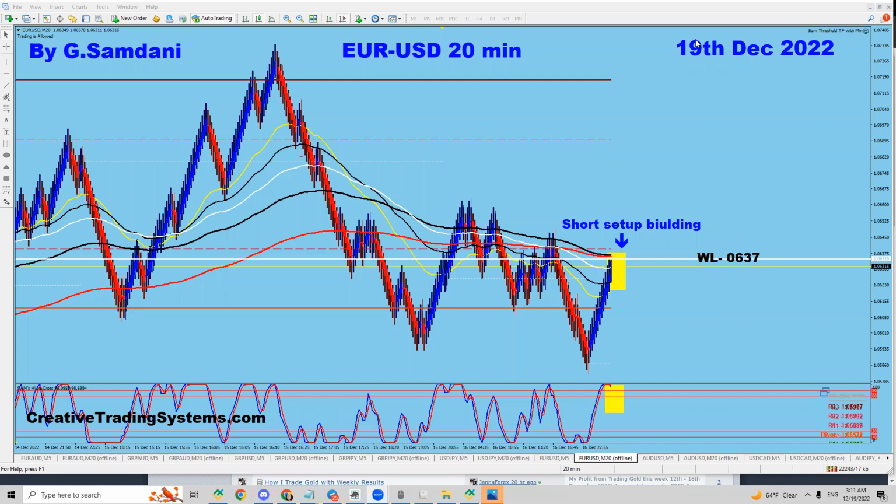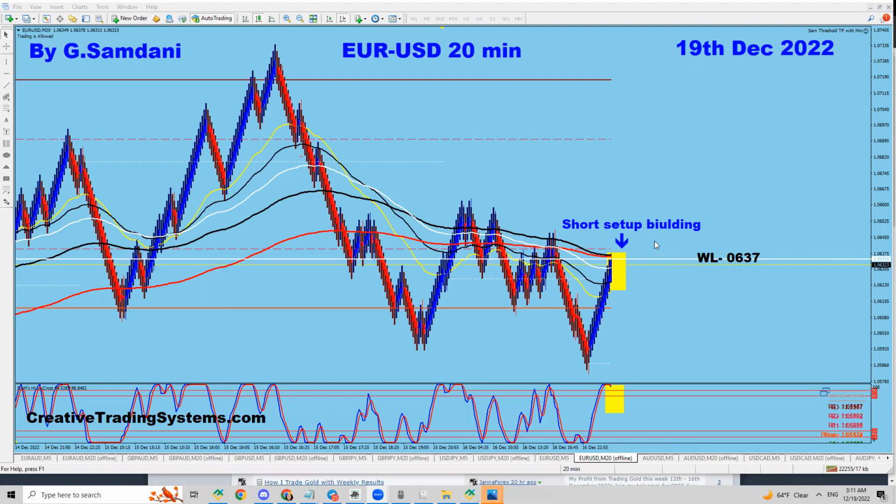I'm waiting for this setup to give me a trigger. It's 3 a.m., London open already, right? But it's Monday morning, December 19th. So this is a setup building right now.